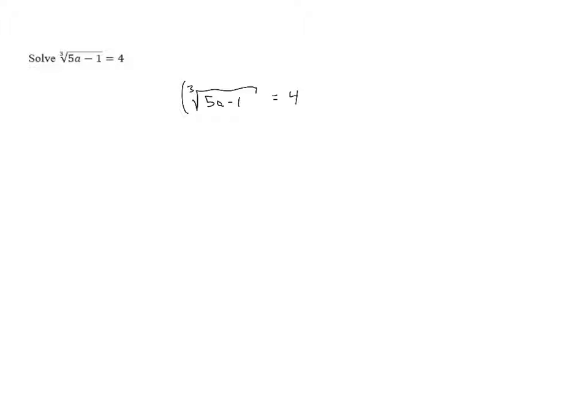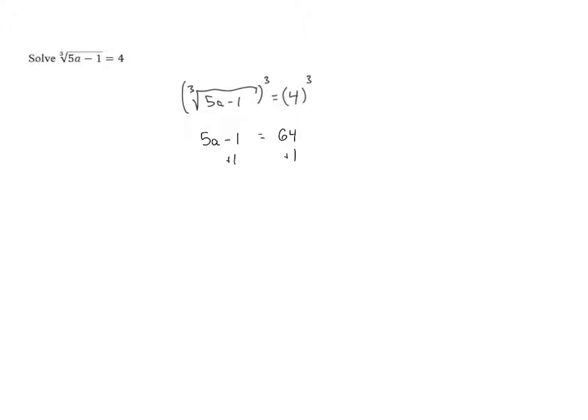And the way that we're going to do that is by cubing both sides. The reverse of taking a cube root of something is cubing it. In your subsequent math classes, you might see slightly more precise language for that, but right now we'll just talk about reverses. So on the left-hand side, if we cube that cube root, those operations cancel each other out, and we're just left with the 5a minus 1 from the inside. On the right, we can take 4 and cube it. 4 times 4 times 4 is 64. So we have 5a minus 1 equals 64.